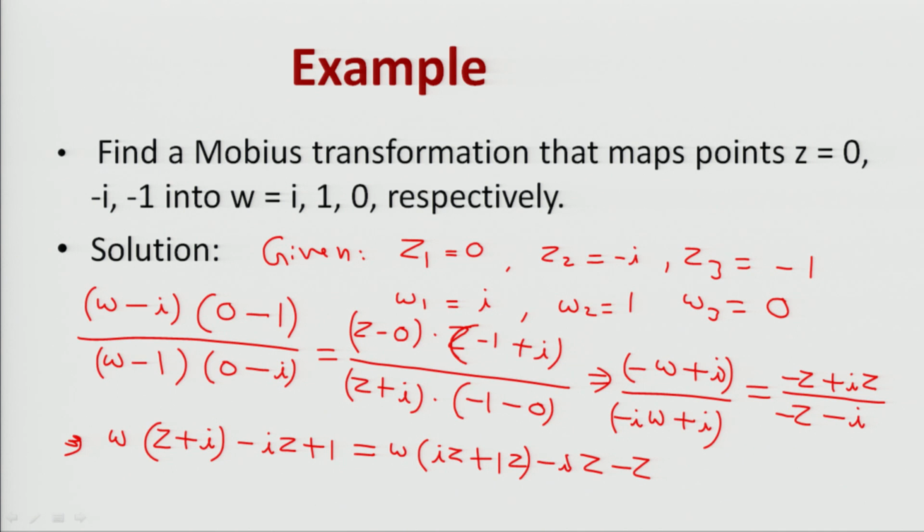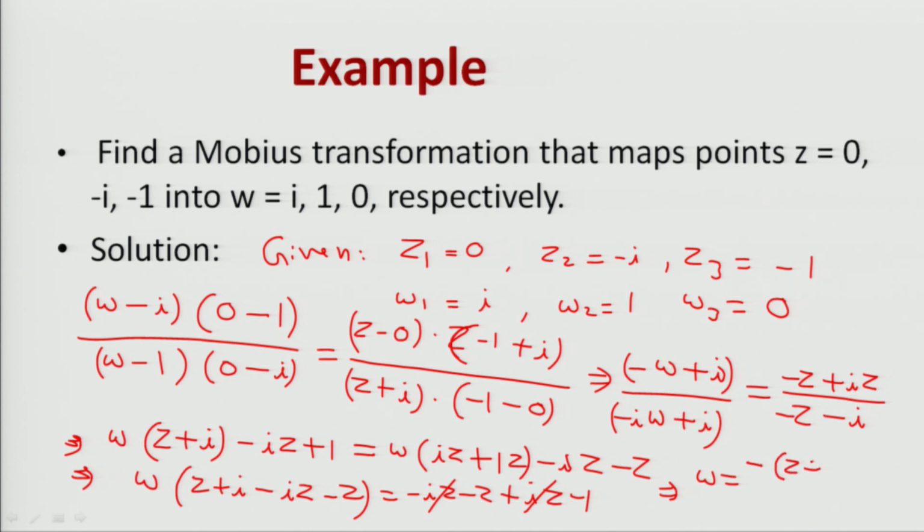So, in this way you can find w in brackets (z plus iota), taking minus iota z minus z on the left hand side and minus iota z minus z on the right hand side plus iota z minus 1, and ultimately you will get w is equal to minus z plus 1 upon iota times (1 minus z), after cancelling terms. So, this is the required analytic function.